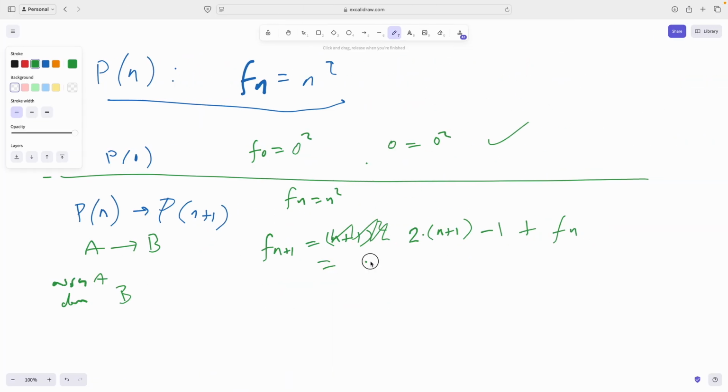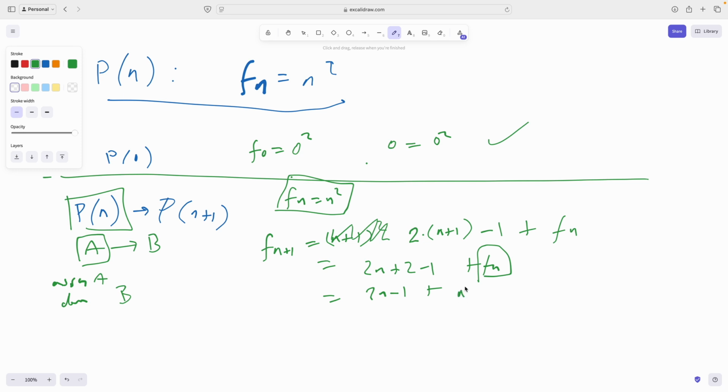So that equals 2n plus 2 minus 1 plus Fn, which equals 2n minus 1 plus Fn, where we're assuming the induction hypothesis, we're assuming Fn is n squared. So if I say n plus 1, because we know that's what we're trying to get to, that's n plus 1 squared. What is that? That's n squared plus 2n.